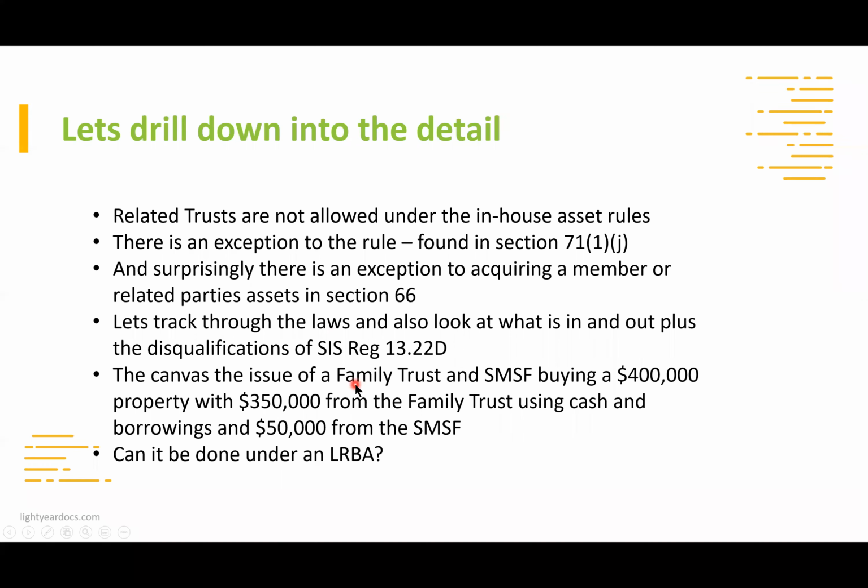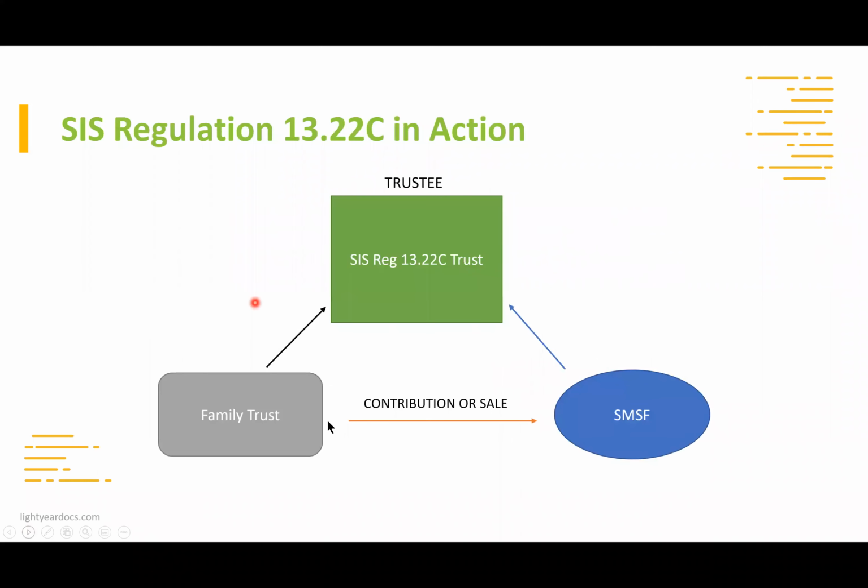I want to look at an issue of a family trust and SMSF buying a $400,000 residential property with $300,000 in the family trust using cash and borrowings, and then just using $50,000 from the SMSF. And over time, the units in the family trust being transferred to the SMSF by way of contribution or transfer, or alternatively, even doing it under an LRBA. You remember our strategy automation for LRBAs, which meet the conditions guidelines of PCG 2016/5; we can apply them to units. So we're going to look at that. I'm going to then go back and have a look at this diagram. But at this present point in time, let's go in and have a look at the legislation, which is important.